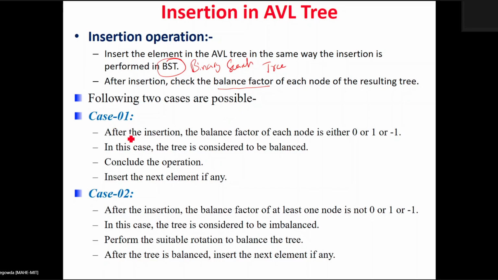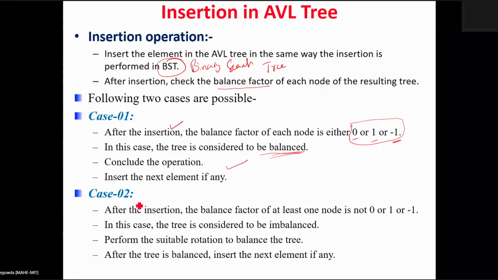The first case is that after the insertion, the balance factor becomes either 0, 1 or -1. So after calculating the balance factor, if it comes out as 0, 1 or -1, we say that the tree is balanced. Since the tree is balanced, you don't need to restructure it, you just go and add the new element. Okay, this is the first case.